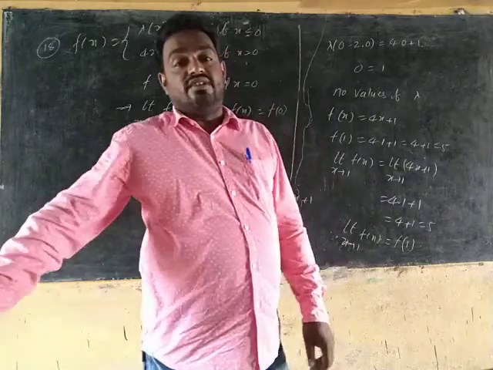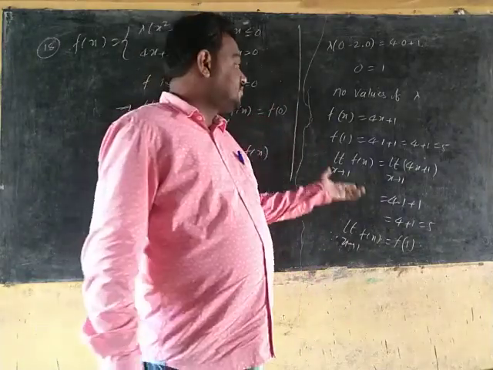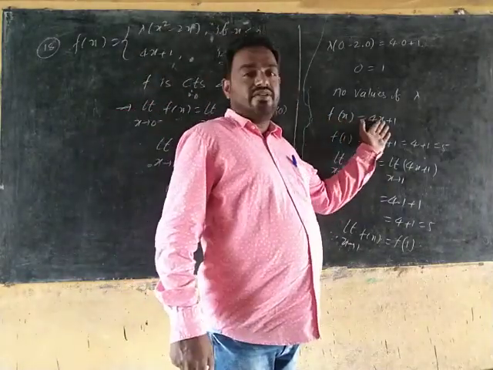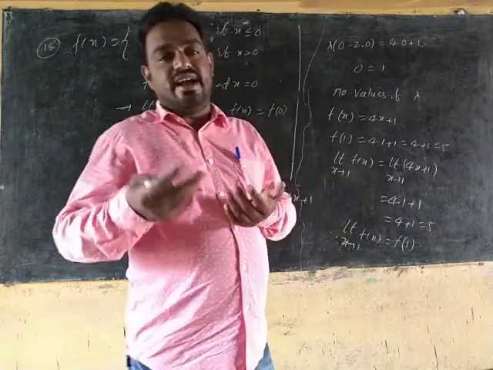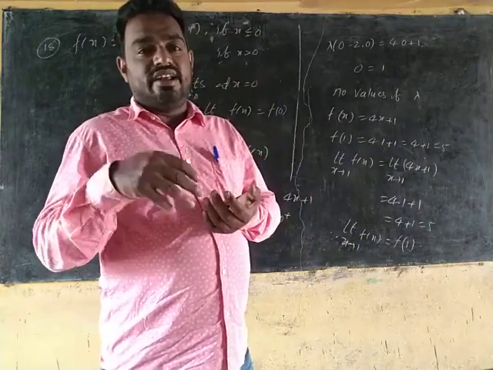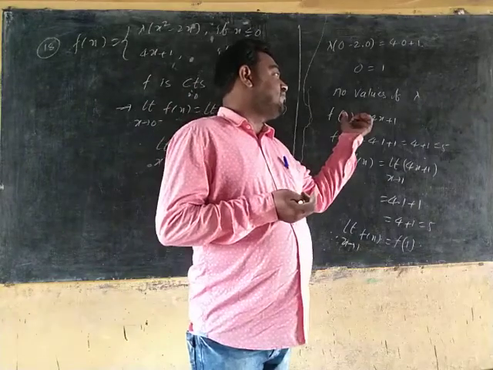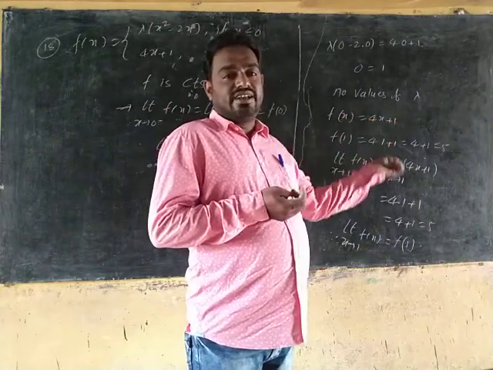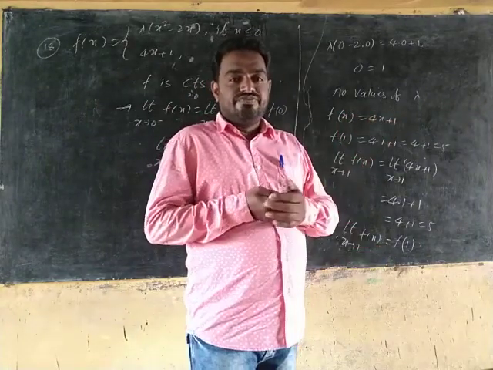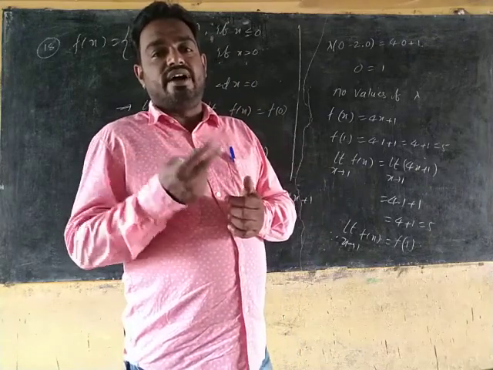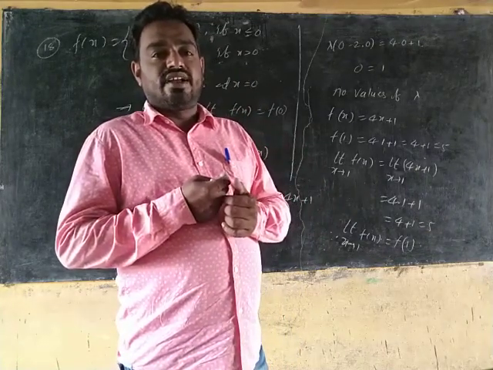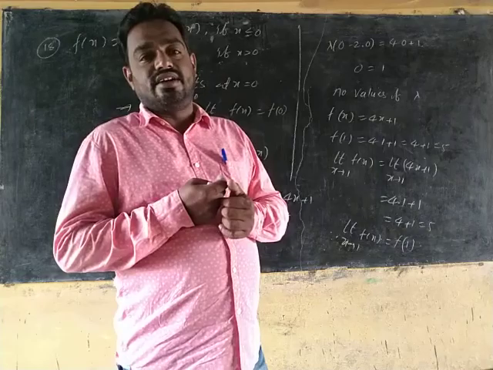What about the lambda values? This one doesn't involve the lambda value. That means for any lambda value, this function f of x is continuous at x equals 1. What is the conclusion? For any value of lambda, the function f of x is continuous at x equals 1 is the answer.